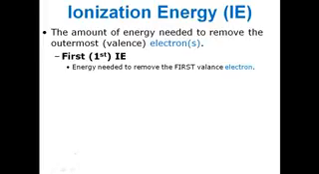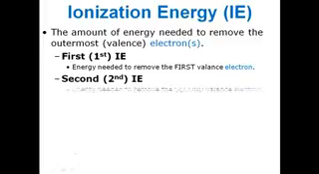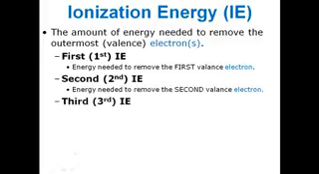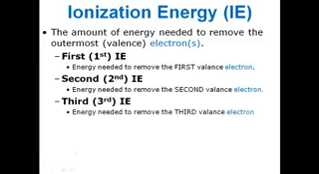And there's going to be a little sequence here. In order to remove the next valence electron, because you sometimes have more than one valence electron, that's called second ionization energy. And it goes on for third ionization energy as well, and also fourth ionization energy too. But once again, it is the amount of energy needed to remove the outermost electron.